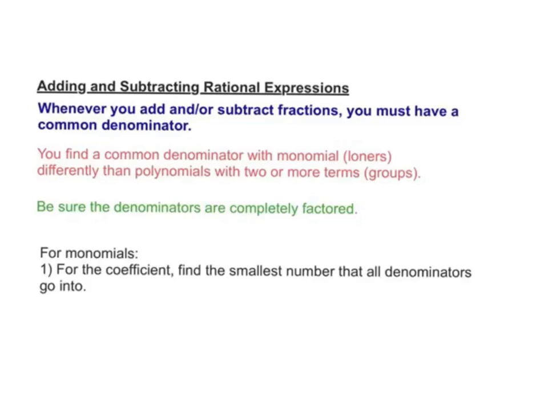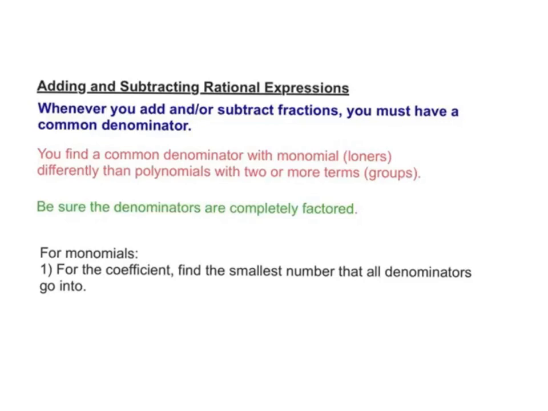Okay, so for monomials, loners. For the coefficient, so keep in mind when you have a monomial, most of the time you have a coefficient, and then you also have a variable part. You're going to find the smallest number that all the denominators go into. So in other words, you find a common denominator like you found a common denominator before there were variables in your life. That's all that a common denominator is. We call it the least common denominator, the smallest number that all the denominators go into. And it could be one of the numbers that's already there. Okay? Because every number goes into itself. So you're looking for the smallest number that all the denominators go into.